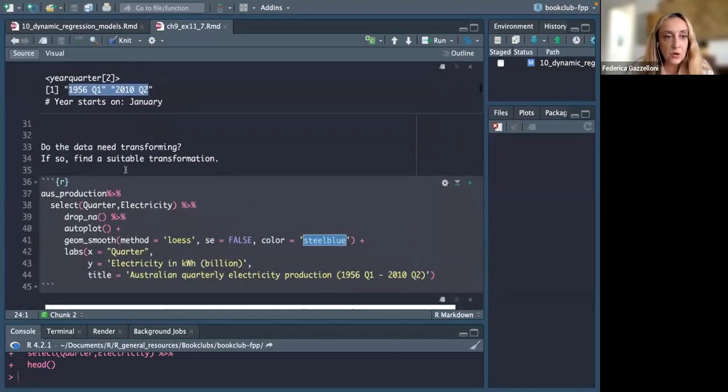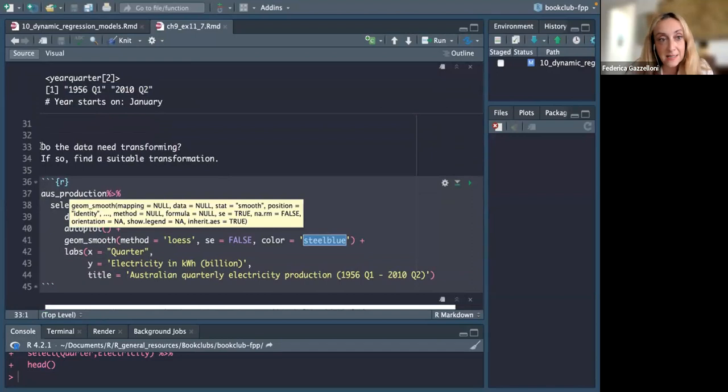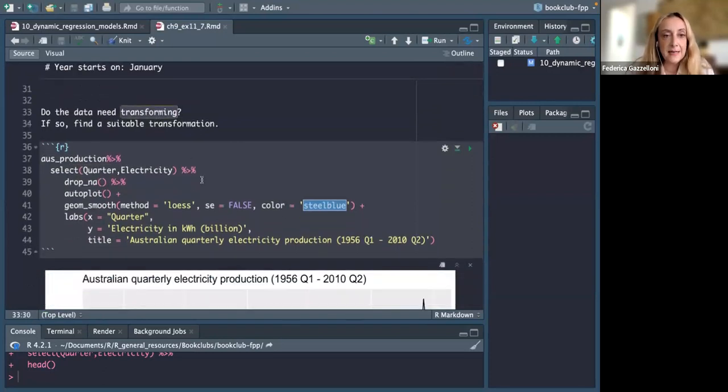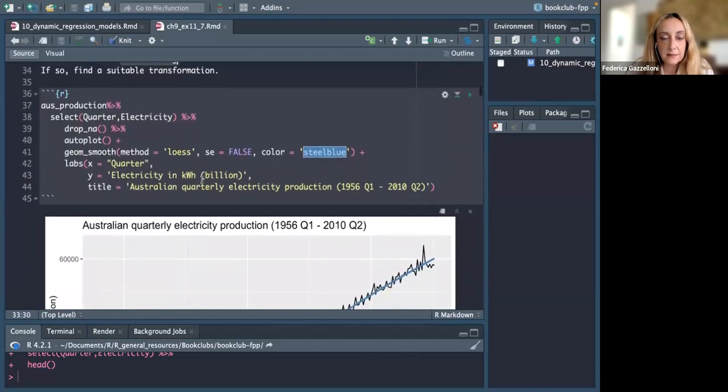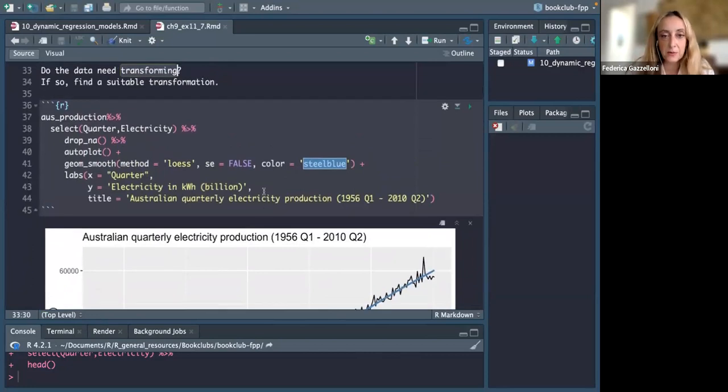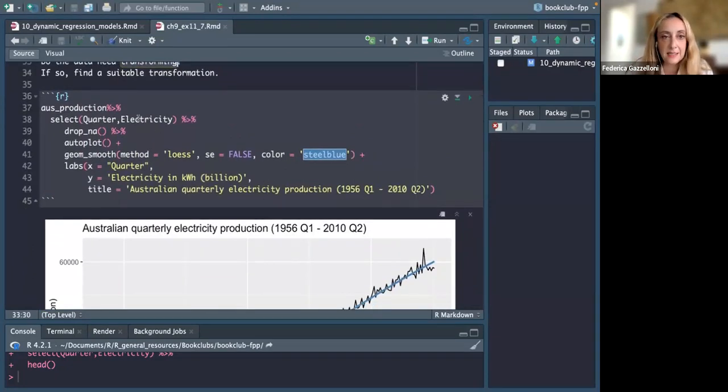The exercise asks, do the data need transforming? Let's have a look. First thing, what is this time series? How does this electricity consumption behave? So we use select, as before, the electricity, then we drop any missing values in case there are any, and then we do autoplot, and then we add a smooth line to see how it looks.